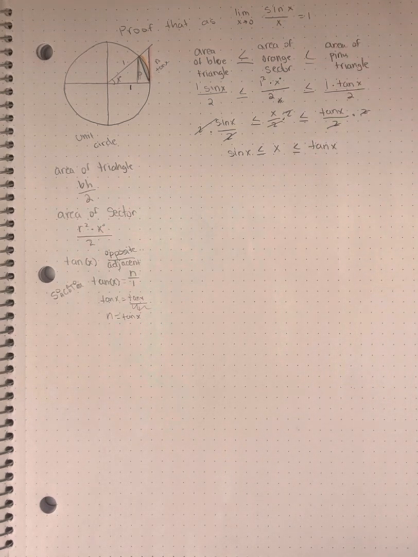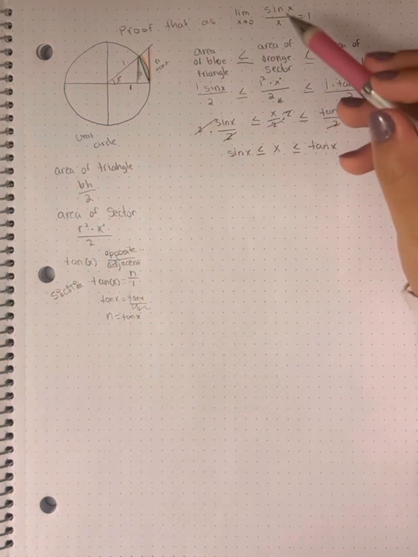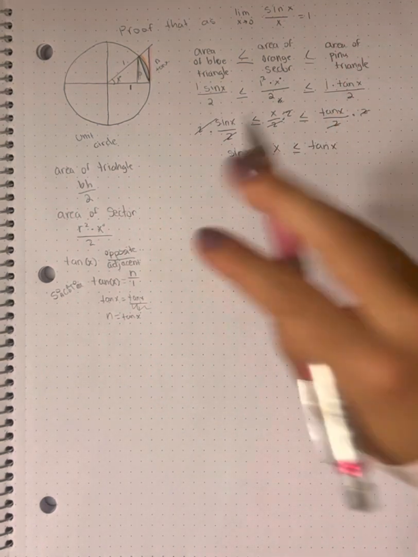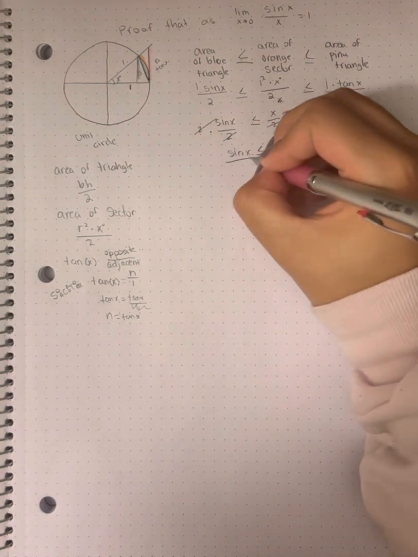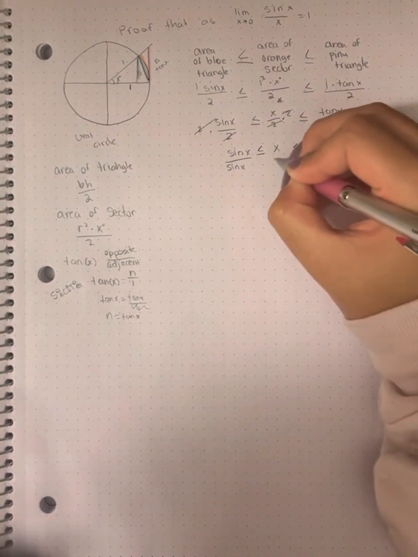So the first thing that we can do is divide everything by sine of x so that we can later take the reciprocal of it. But for now, let's just divide everything by sine of x.